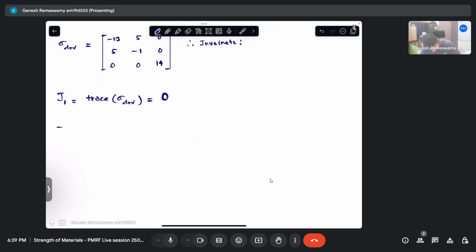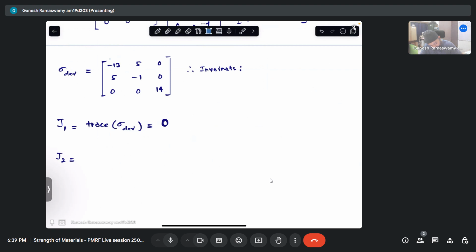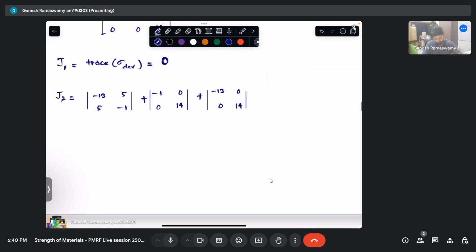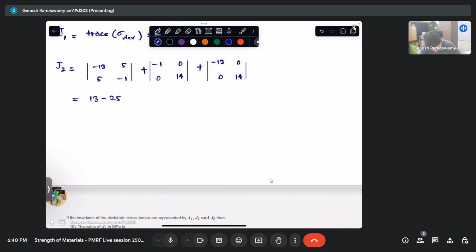J2 is the determinant of these four, plus the determinant of these four, plus the determinant of this, which is equal to 13 minus 25 minus 14 minus 13 into 14, which comes out to be minus 208 MPa squared, because it's a product of two stresses.